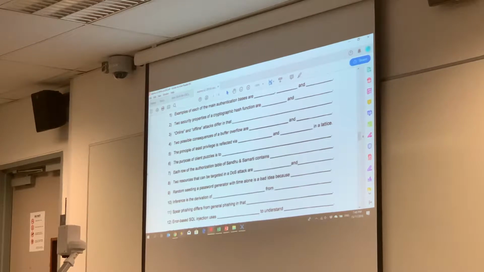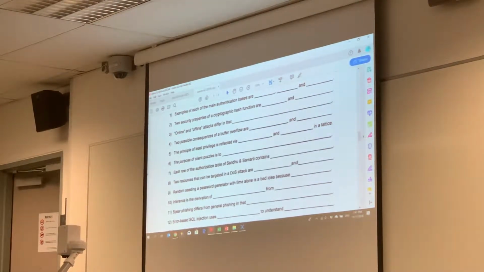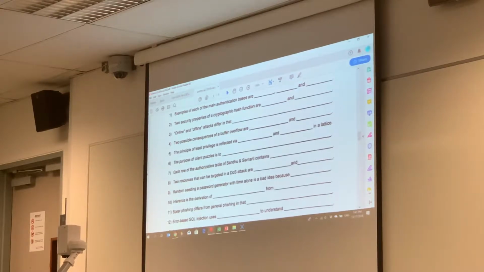The principle of least privilege is affected via what, and in the lattice? Okay, so the model. Least privilege, you can reflect through your access control, which is your role-based. You define in this role what are the minimum privileges. And in lattice you use your clearance level, like BLP rule, compartment, and so on and so forth.